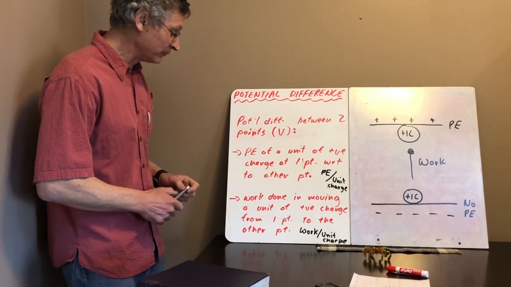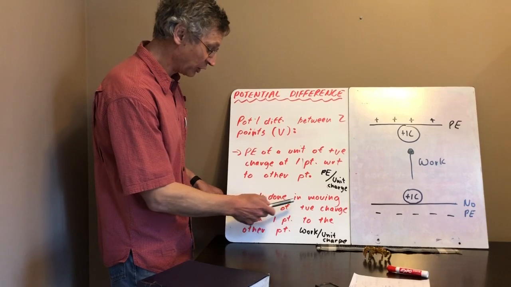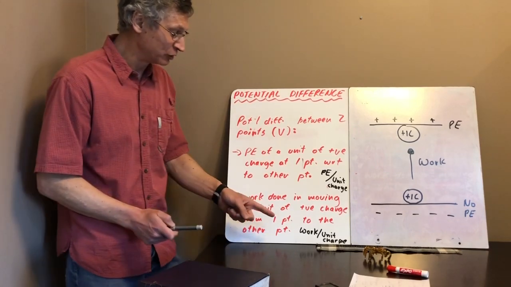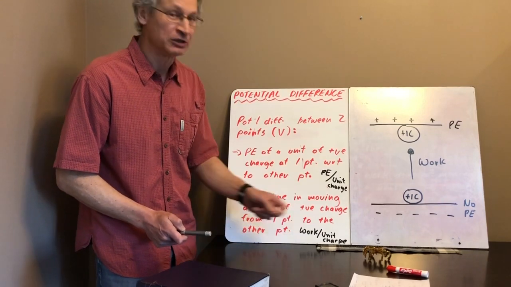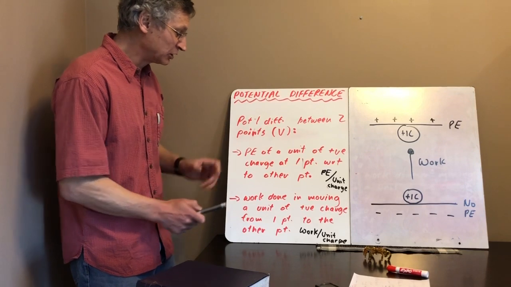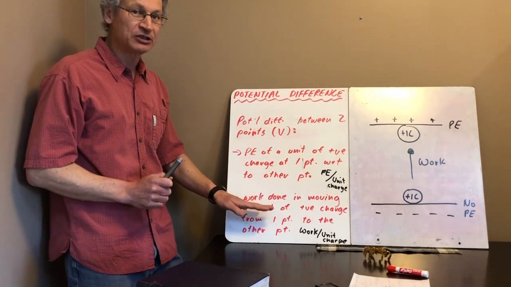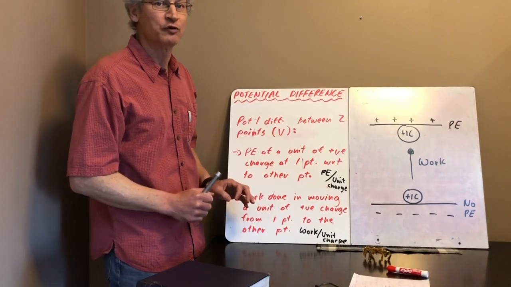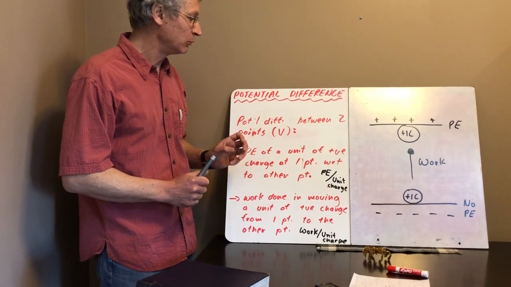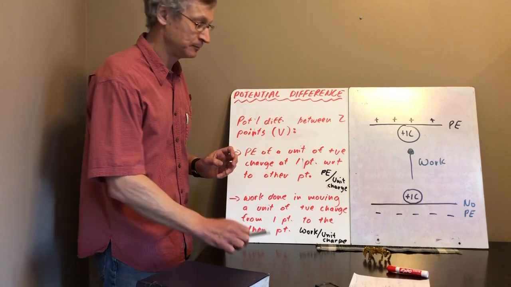Or you could say it's the work done in moving a unit of positive charge from one point to the other point. And again, the shorthand version of that is work per unit charge. To be perfectly honest, you should keep both these definitions running in the back of your mind, but this definition actually is a little more useful, and you'll see why in just a second. We will come back and show you exactly how to calculate potential difference.